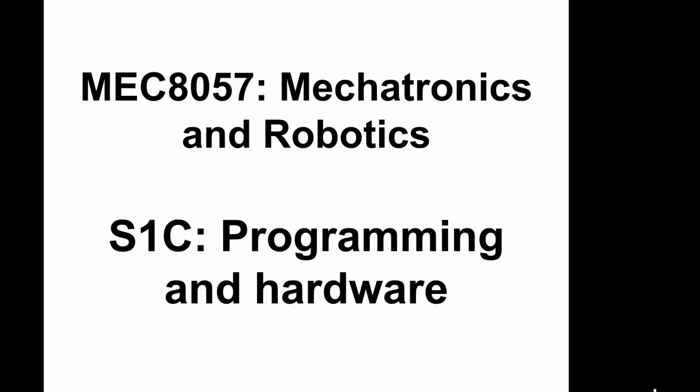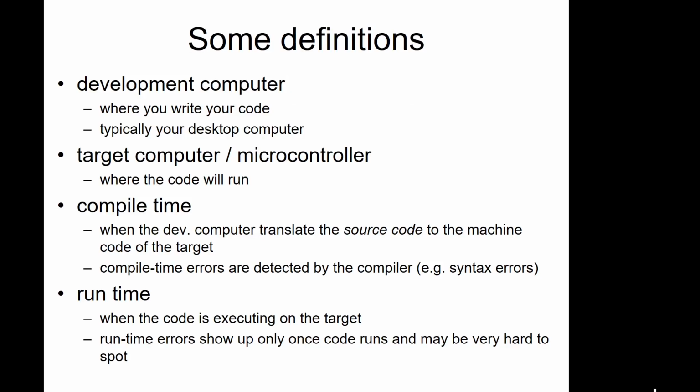Welcome back, and in this video we'll be looking at the software and hardware aspects for our mechatronic system. So we'll just start with some definitions. We potentially have two computers we need to think about. We have our development computer, and this is where we write our programs and potentially compile them into something machine readable. This is typically your laptop or desktop computer.